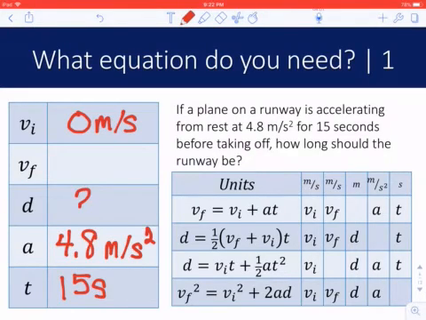So this is what we're looking for, and what we don't have is the final velocity. So we won't have the final velocity. I look for the equation that does not have final velocity in it. It's this one right here, and lo and behold, we'll use this equation to solve this problem. Let's try another one.